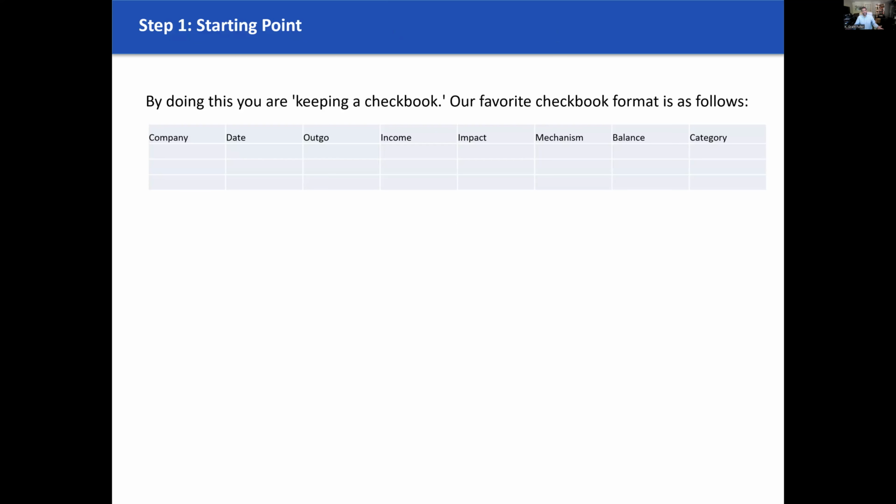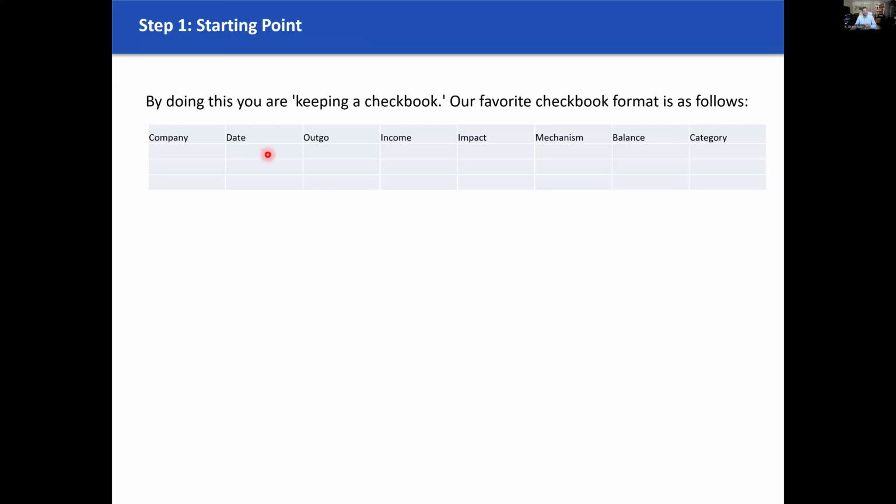So how do we do this? Let's come back to step 1. So you have a starting point. We're going to use the old-fashioned checkbook method. The first category is going to be your company. So, who did we purchase from, right?